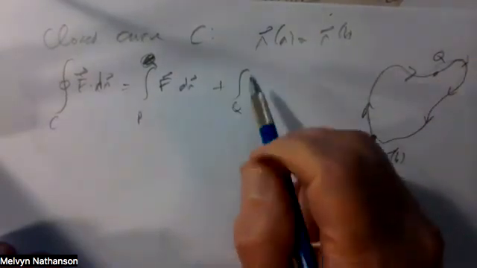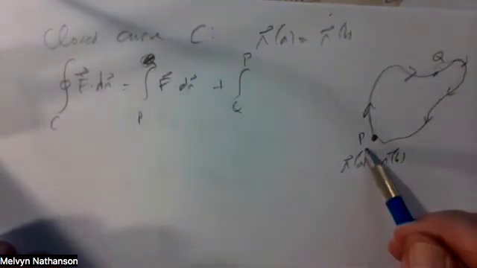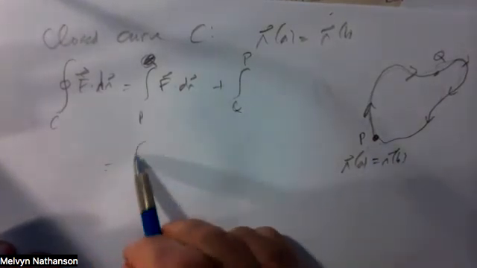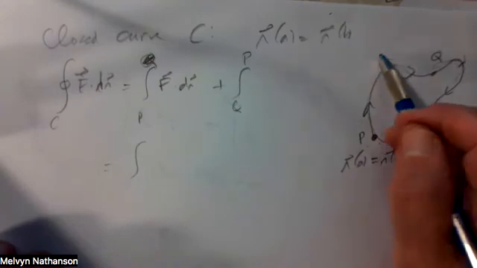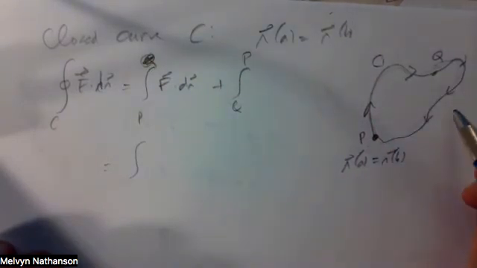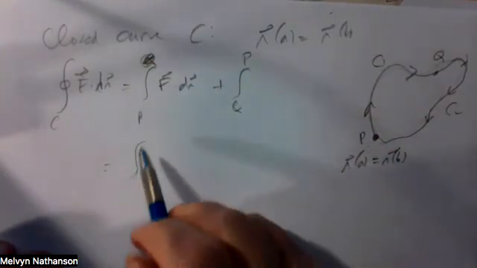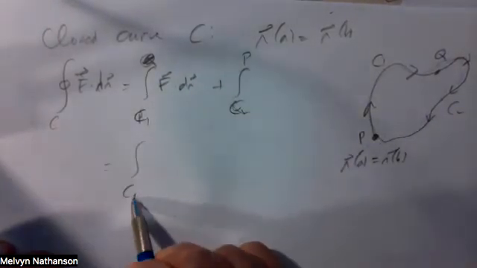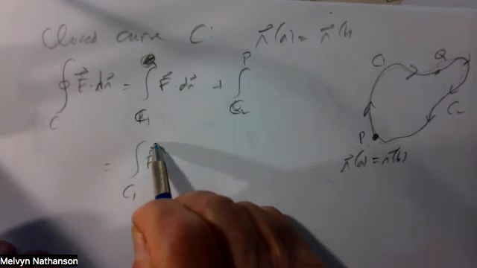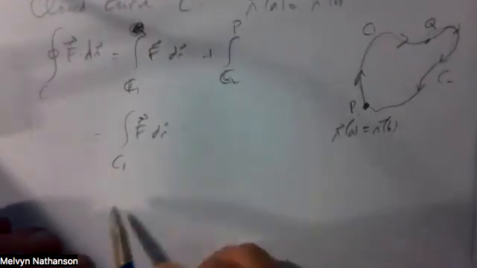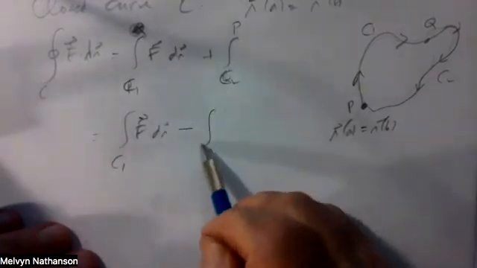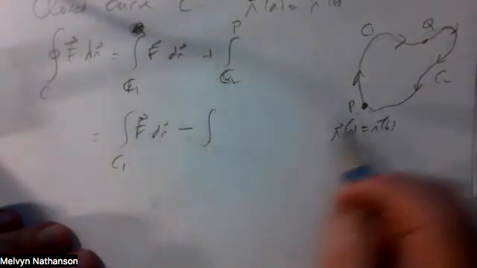I'll just write it like that. Plus the integral from Q back to P, which is the same as the integral along, let's call this part of the curve C1 and this part of the curve C2. So this is the integral along C1 of the vector field, and this is minus the integral along C2 going backwards.